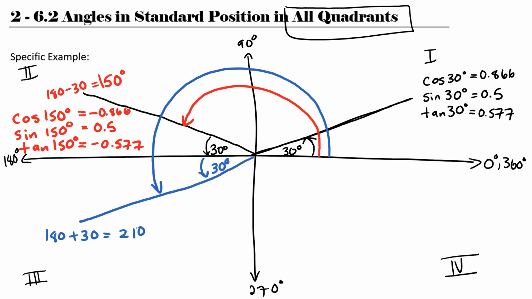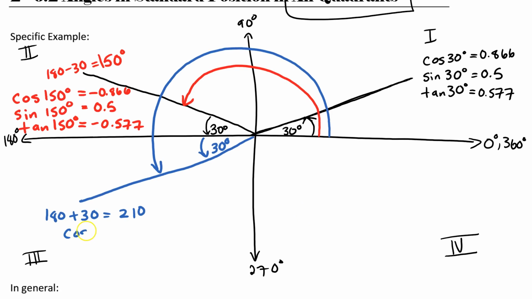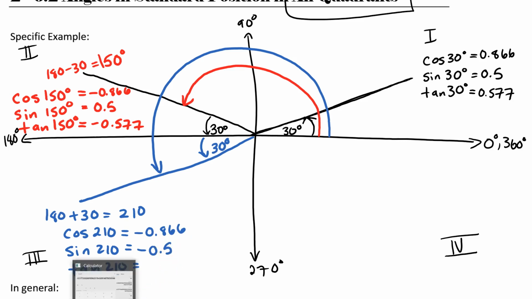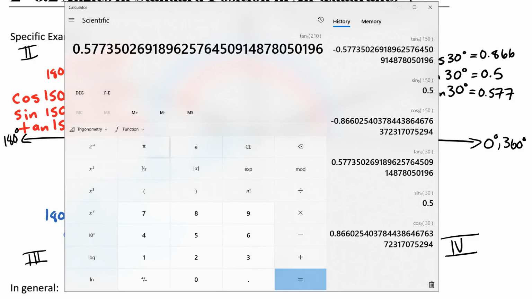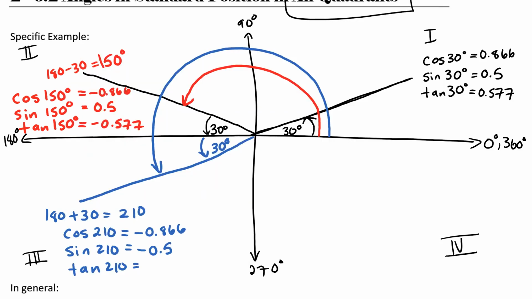So I'm going to get you to do the exact same thing. The cosine of 210, the sine of 210, and the tan of 210. So the cosine of 210 is going to be negative 0.866. The sine is going to be negative 0.5. But what's kind of cool about this one is 210, you want to find the tan of that sucker. It's positive 0.577. Cool, so again, that relationship continues.